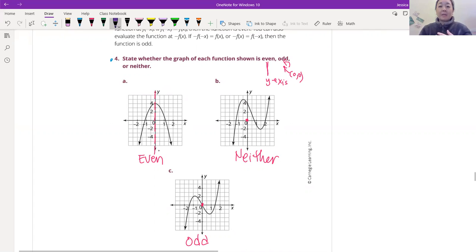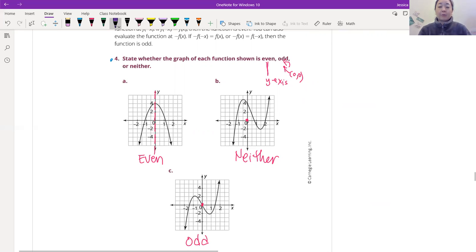And for B, if you look right there, first of all, you know that one arm is up and one arm is down, which means it's definitely not going to be even. So we're going to check if it's odd, right? Because one arm up and one arm down is always an odd degree function. Well, not necessarily that it's odd.